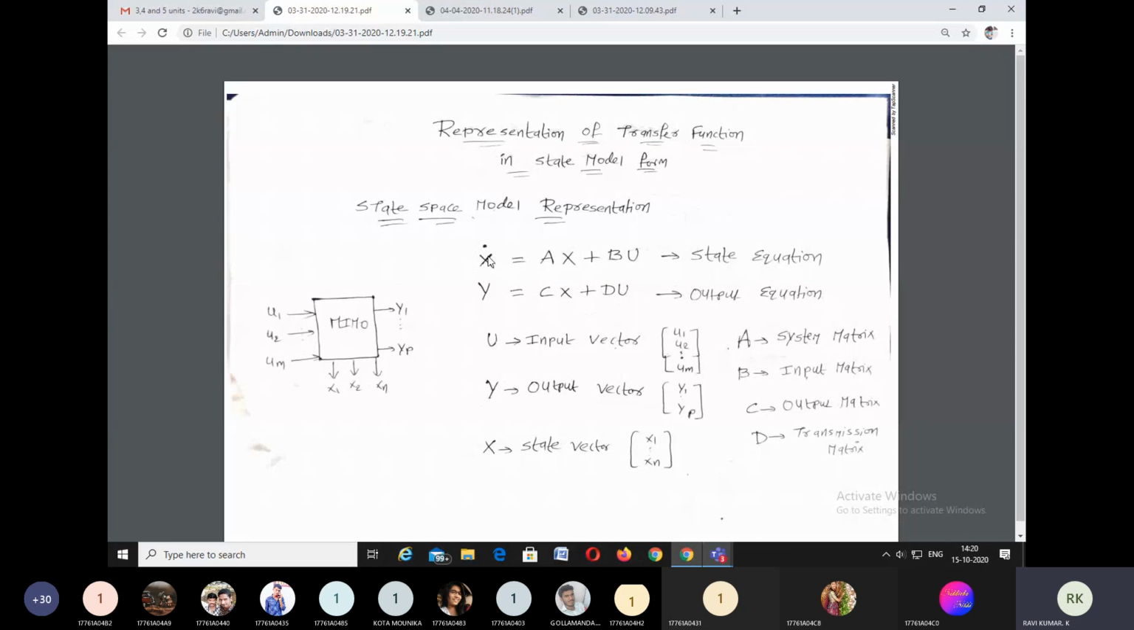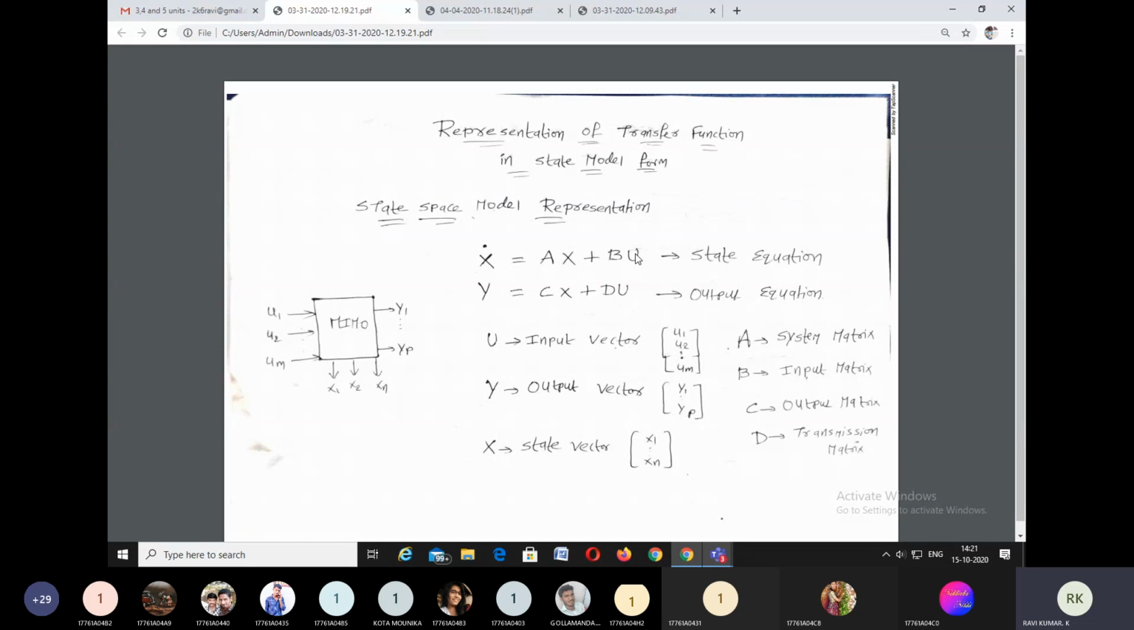Whereas the state equation depends upon x dot, which is a function of the present state and also the inputs. So these are the two important points. To solve any problem, you have to remember these two important equations: the state equation and the output equation. The state equation gives the relation for the derivative of the state variable: x dot is equal to ax plus bu.